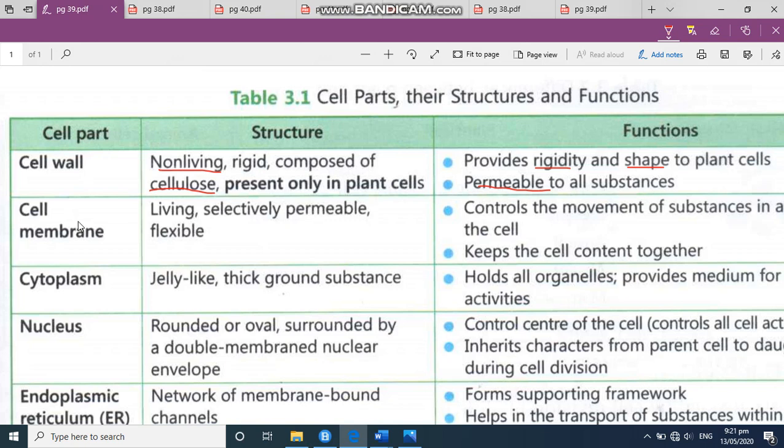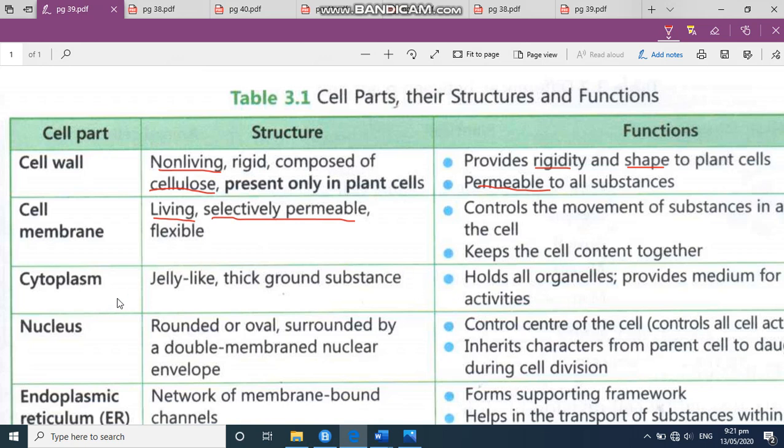Then comes the cell membrane. It is living, so this is one difference you get between them, and it is selectively permeable. The cell wall is freely permeable. Cell membrane is selectively permeable. It allows the movement of certain substances to come in and go out, and keeps the cell content together.